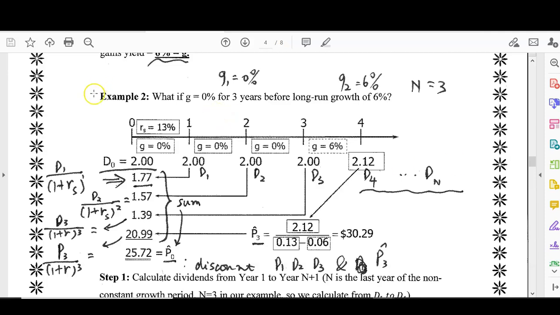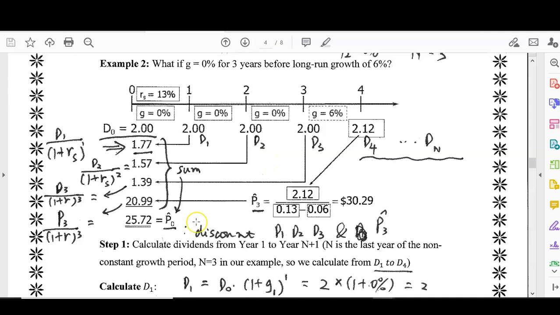And let's look at our second example in the notes. Okay, we're still in the non-constant growth model setting. So we have two stages. In the first stage, our growth rate is 0% for 3 years. In the second stage, we have 6% as our constant growth rate, G2.